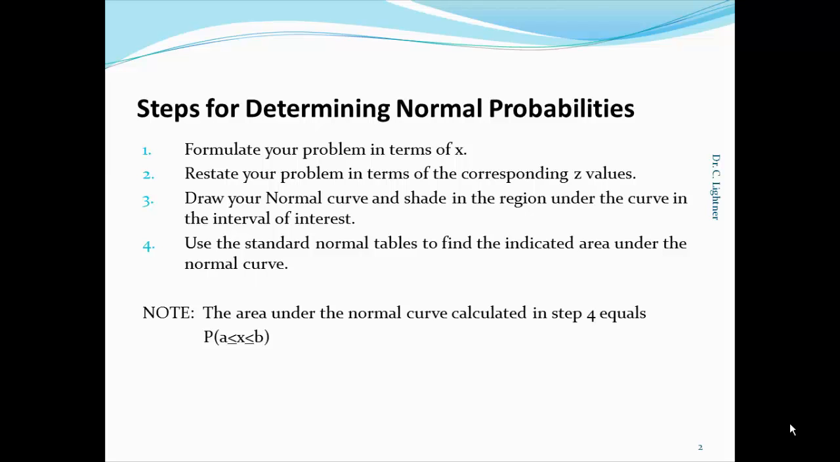For each of our problems, we will follow the steps outlined on this slide. First, we'll formulate our problem in terms of x. Second, we'll restate our problem in terms of the corresponding z-values. Next, we'll draw our normal curve and shade in the region under the curve in the area of interest. Fourth, we'll use the standard normal tables to find the indicated area under the normal curve. The area under the curve in the interval of interest is the same as the probability of falling in that interval.